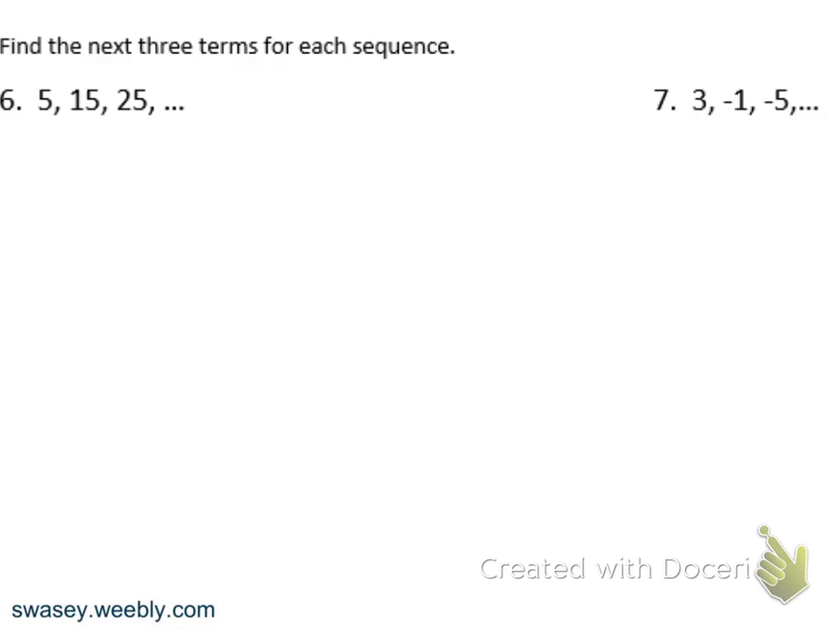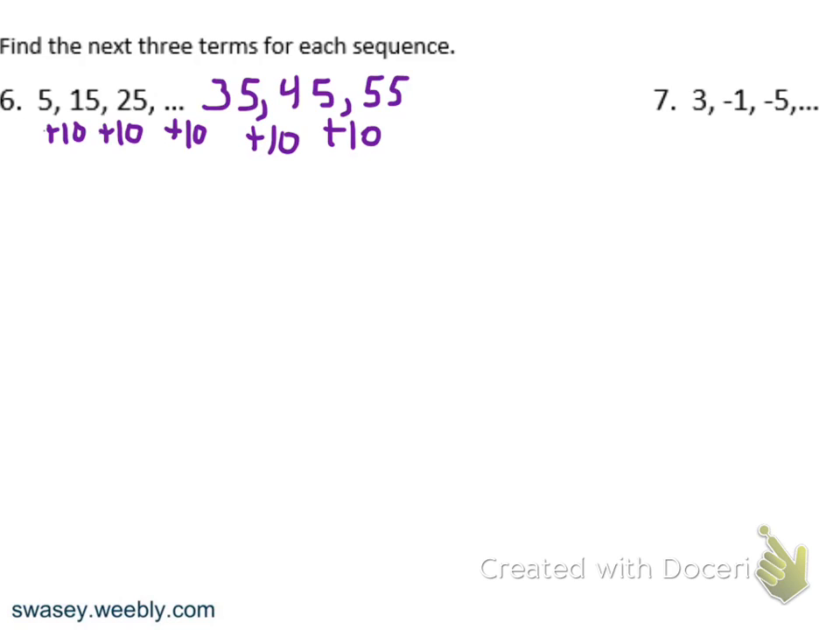Here we're just going to write the next 3 terms. So figure out the pattern. You're adding 10 each time. So continue adding 10. So the next term would be 35 when we add 10. Add 10 again, then we'd have 45, add 10 another time, and we'll have 55. So our next three terms are 35, 45, and 55.